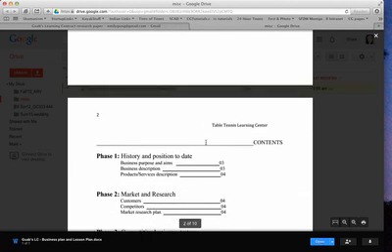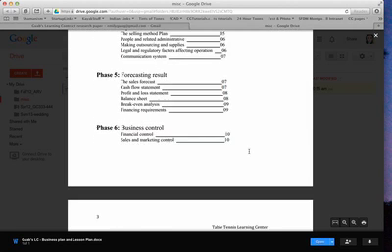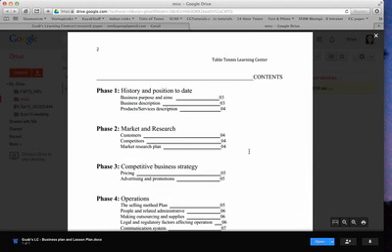Okay. And then here is a table of contents, which is good. Definitely need some kind of table of contents so that people can be guided through where they're looking at. Phase 1, history and position to date. Position to date. What does that mean? I guess you're talking about status quo. Yeah, so maybe history and status quo.